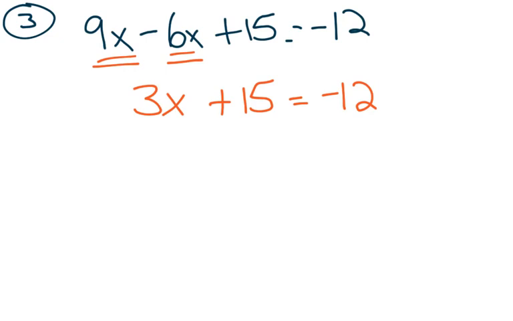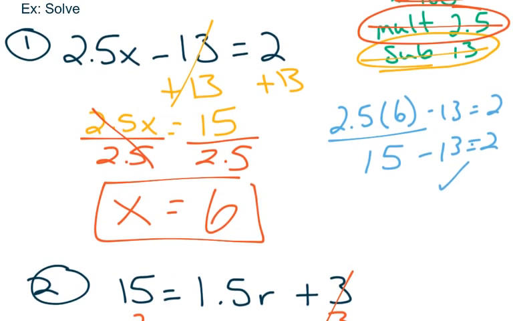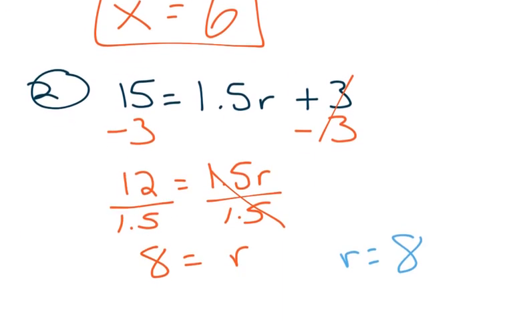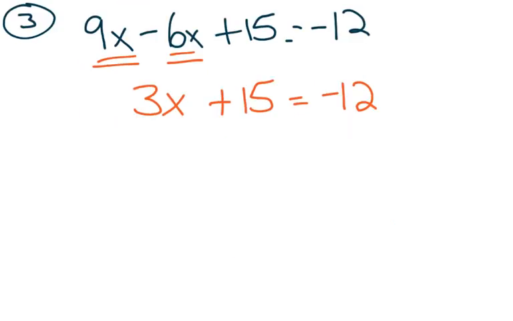Okay, so once we're to this line, the 3x plus 15 equals negative 12, that's very much like these two equations right here. 2.5x minus 13 equals 2. 15 equals 1.5r plus 3. They're basically the same problem. So we're just going to go back to undoing the order of operations. We get rid of adding and subtracting first by subtracting, in this case. 15's go away. 3x equals negative 12 minus 15. That's like if I owe $12 and then I borrow 15 more from somebody, that means I owe $27 total.